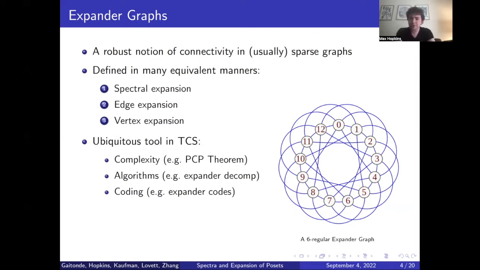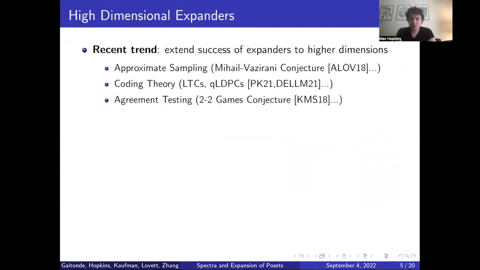And expanders have now long been a ubiquitous tool throughout theoretical computer science, through areas like complexity, algorithms, coding theory, really most sub areas you can find, usually some very important use of expander graphs. So these are very important objects. And recently, there's been a lot of interest in extending the success of expanders to higher dimensions. It's something called high-dimensional expanders.